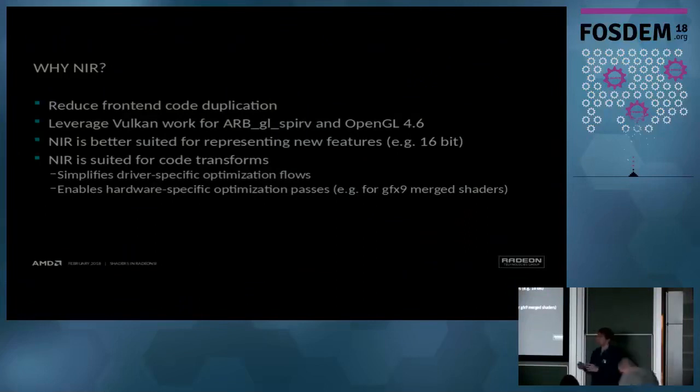Also, NIR is actually a representation that you can use to do code transforms on. TGSI is really just a representation to transfer shaders, and you can't easily transform it. With NIR, you can do this, which allows more opportunities for controlling how optimizations are done in the shader backend, maybe some hardware-specific optimizations. What I mean by this may become clear later on in the talk.